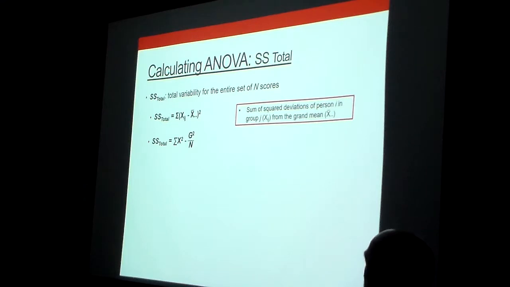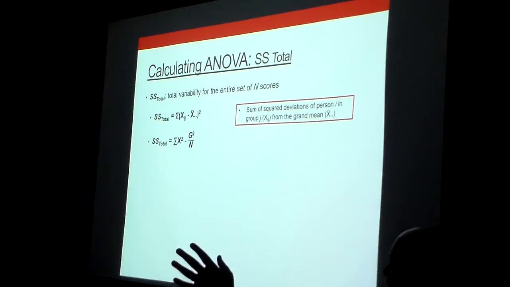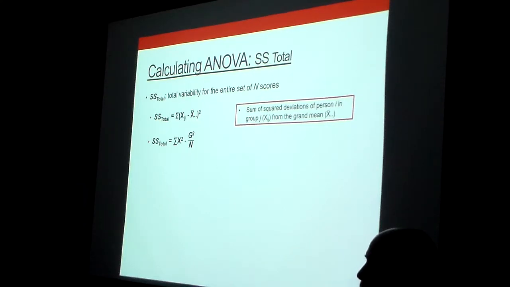And so calculation of our sum of squares total, conceptually, is the sum of squared deviations of the score for individual i in group j minus the grand mean, okay? So if we take the mean of all scores in the set, and we take the deviation of every single score in the set from the grand mean, and square those deviations, this is going to give us our sum of squares total, okay?